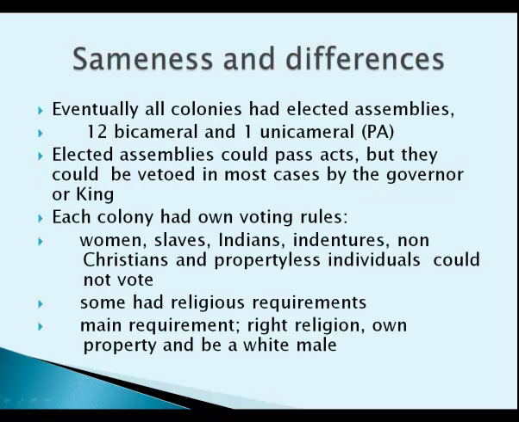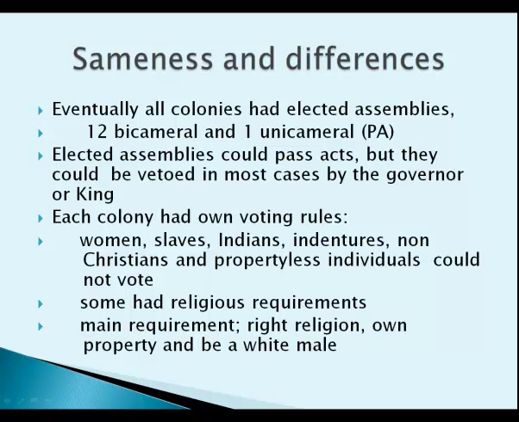Now, all the colonies had some things that were the same and some that were different. They all had elected assemblies. And 12 of the 13 colonies were bicameral, had 2 houses, and one was unicameral, which was 1 house. These elected assemblies could pass acts, but the acts could be vetoed in most cases by the governor or the king. Each colony had its own voting rules.